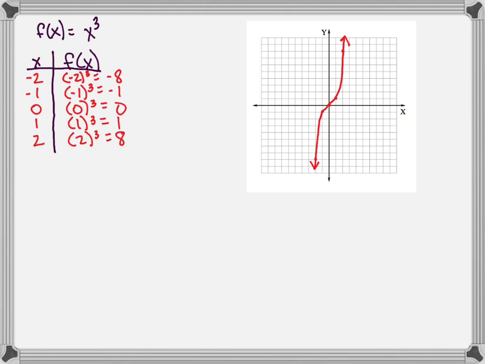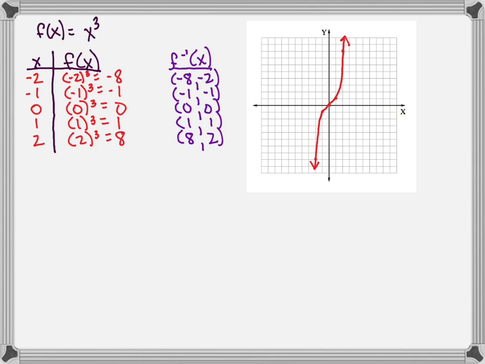Now to graph its inverse, remember we will switch the x and y values around. So for the inverse, I'll have the point -8, -2, and -1, -1, because I'm swapping x and y. Some of these you can't tell that we're swapping because the values were the same to begin with. Then swapping 0, 0 around, I get 0, 0. Swapping 1, 1 around, I still get 1, 1. And swapping 2, 8 around, I get 8, 2.